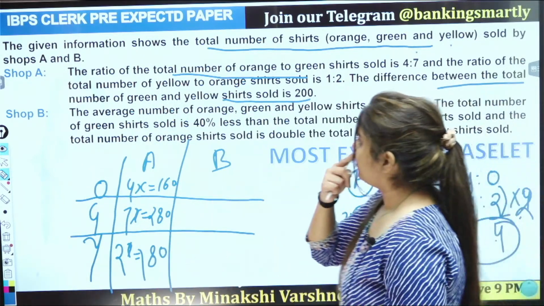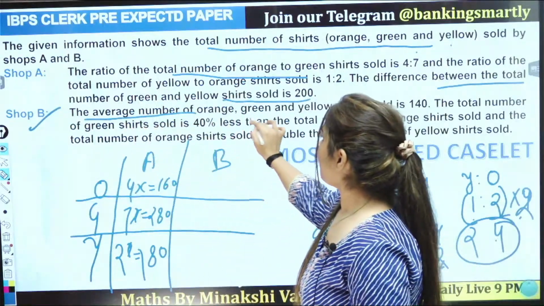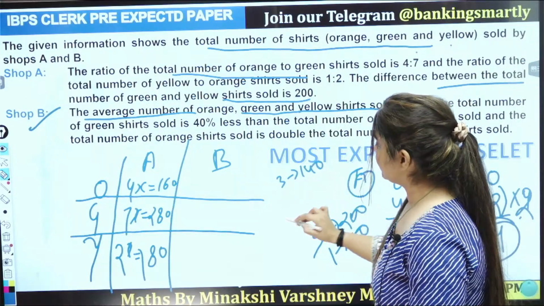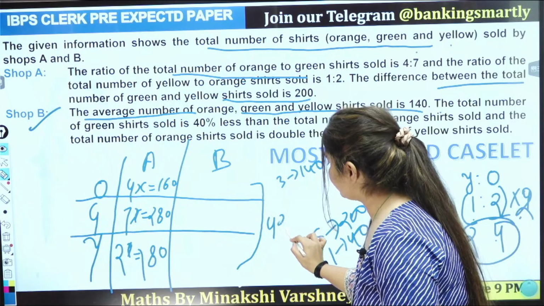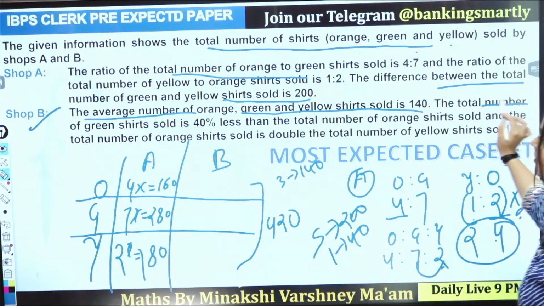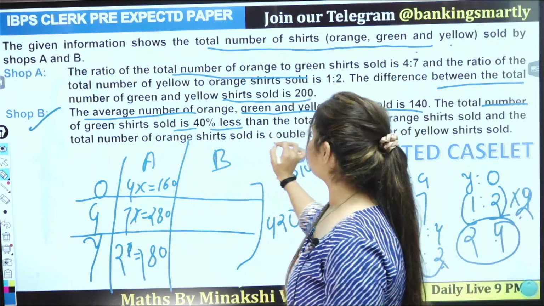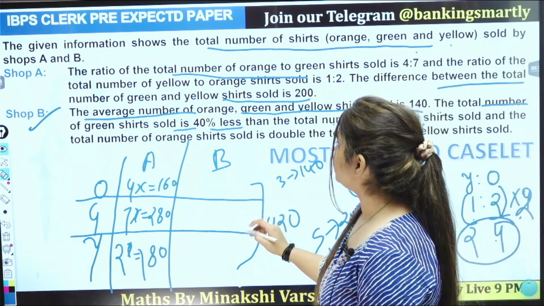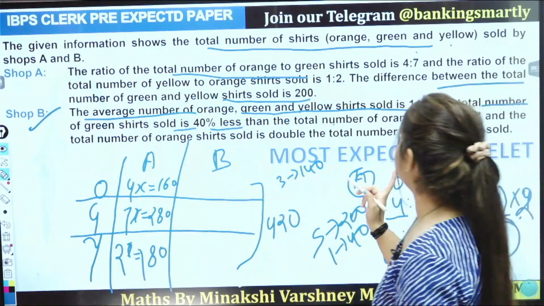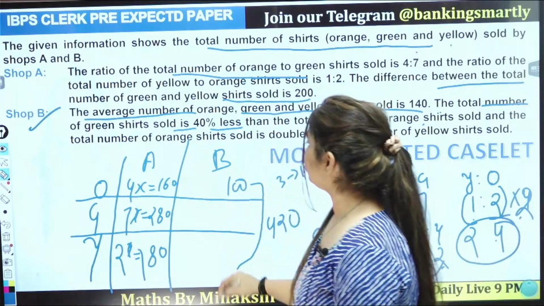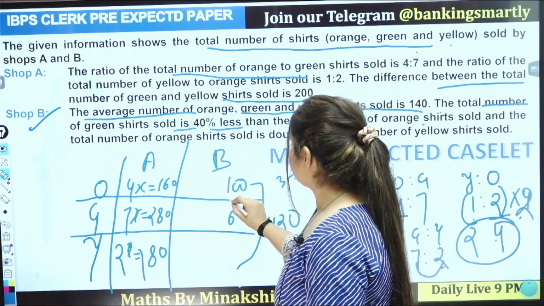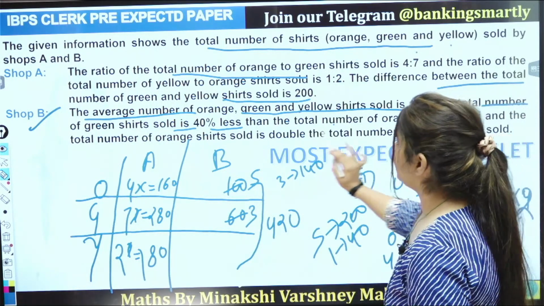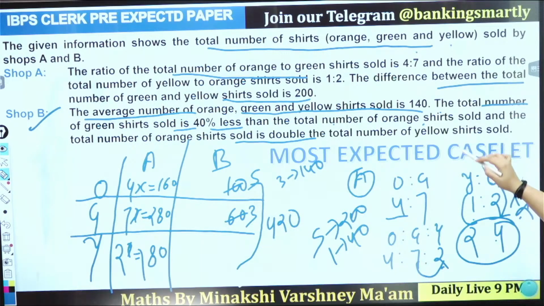Very good. Now, in shop B, the average number of orange, green, yellow shirts is 140. So the average of 3 is 140, that means the total is 14 3s are 42, that is 420. The total number of green shirts sold is 40% less than the total number of orange shirts sold. So if orange is 100, green is 60 less, so 2 5s are 10 and 2 3s are 6, a 5:3 ratio.